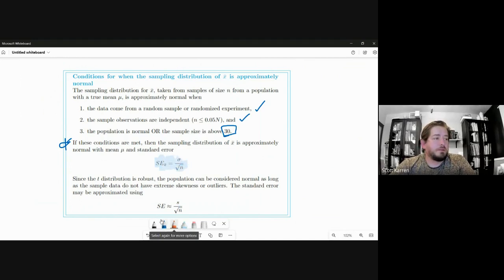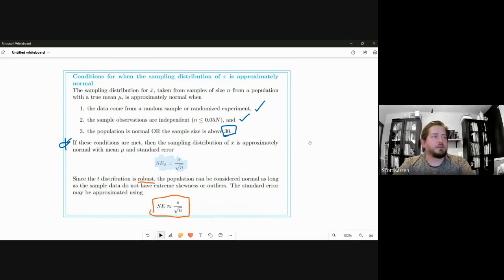But the t distribution is what's called robust, which means that it takes into account those possible errors. Then the population can be considered normal as long as the sample data do not have extreme skew or outliers. And then if that is the case, then our standard error is, again, s over the square root of n.